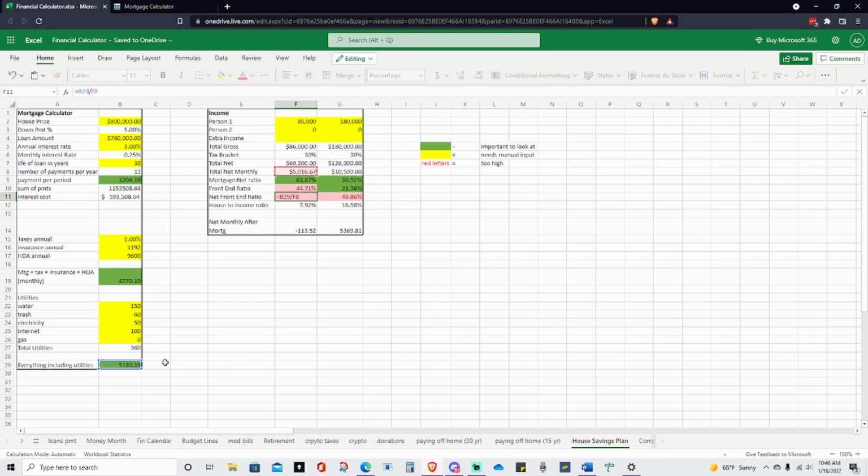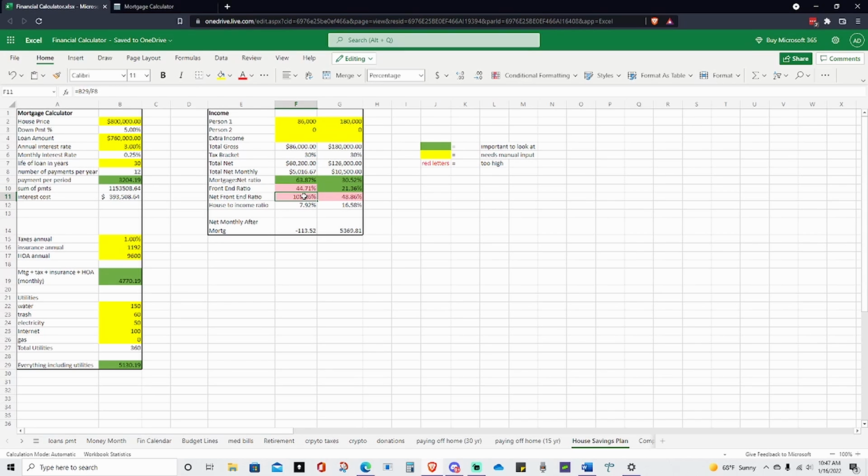What people generally use to get qualified is something called the front end ratio. The front end ratio is going to take your solid mortgage payment, so that's without the taxes, the insurance, the HOA. It's going to take that number and divide it by your gross monthly income. That's what banks use, and they generally approve you around the 45 to 50% range. So they will let you pour 50% of your income into a mortgage payment, and they say that's okay. That's not okay. You want to use the net front end ratio.